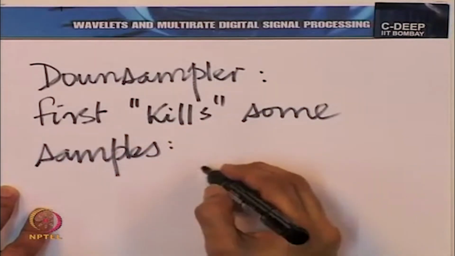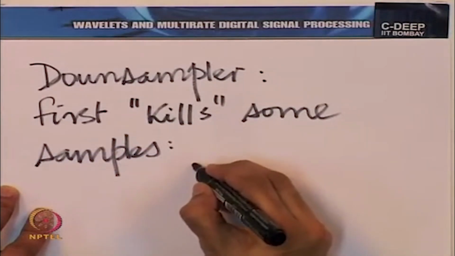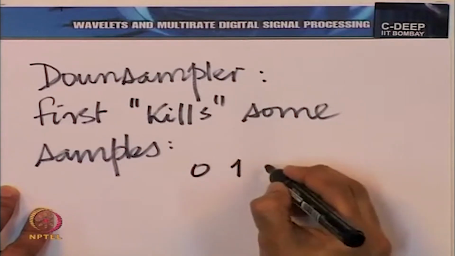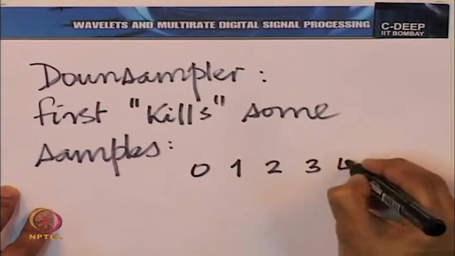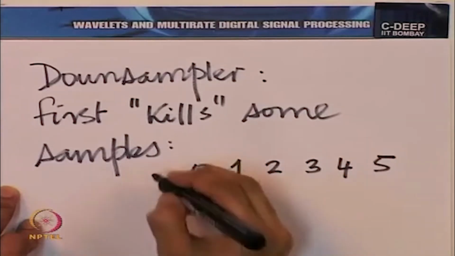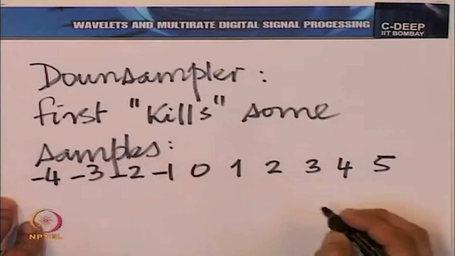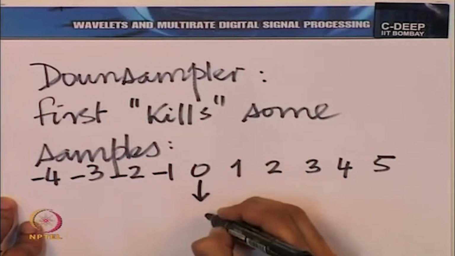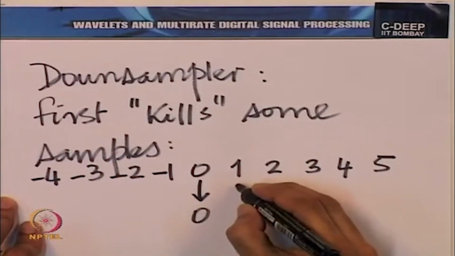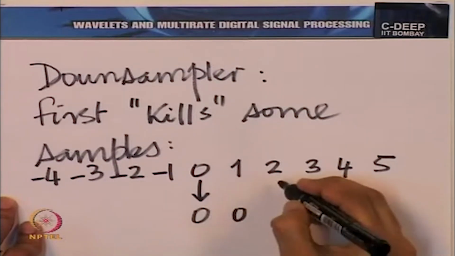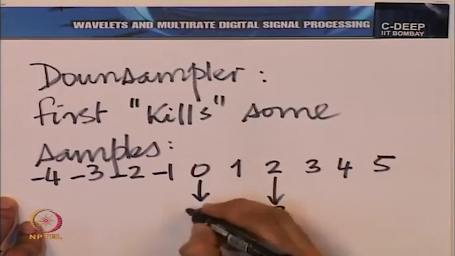So, for example, if I go back to the same indexing 0, 1, 2, 3, 4, 5 and so on here, and minus 1, minus 2, minus 3, minus 4 and so on there, then 0 is as it is, 1 is reduced to 0, 2 is as it is.